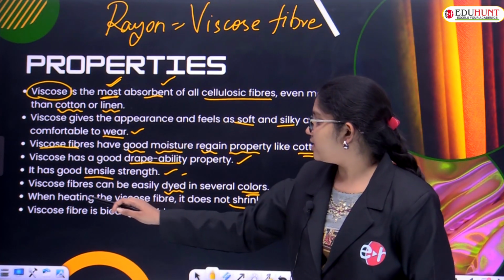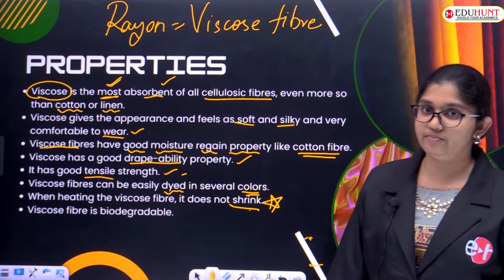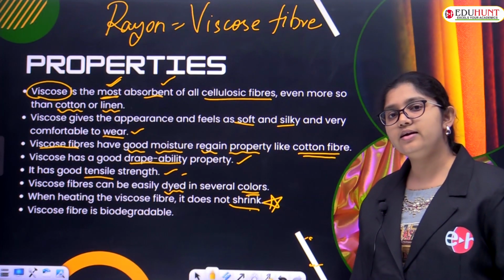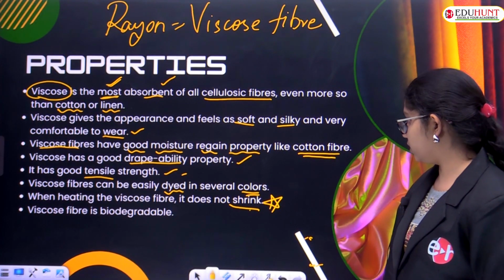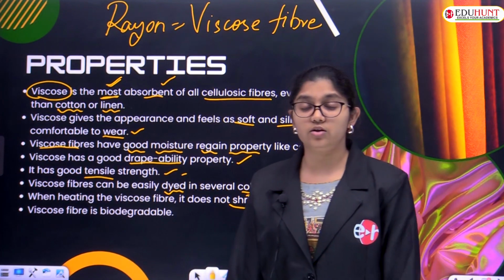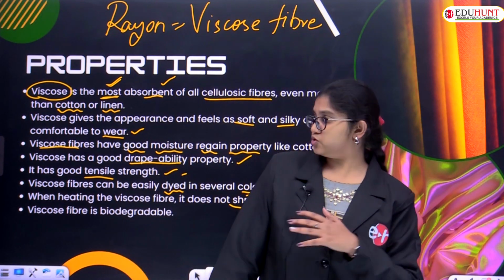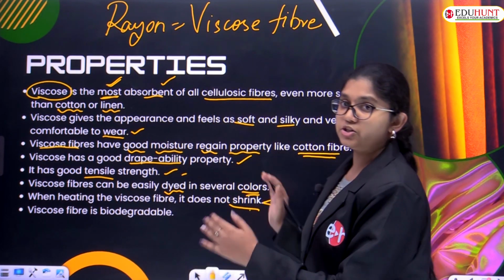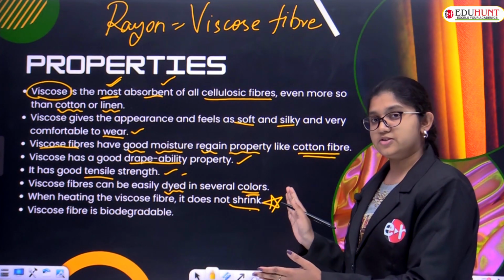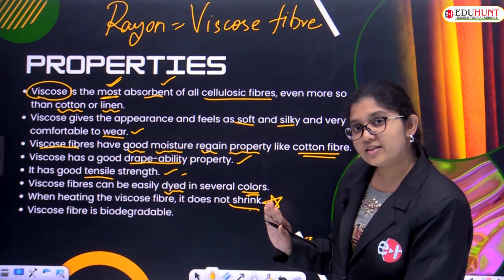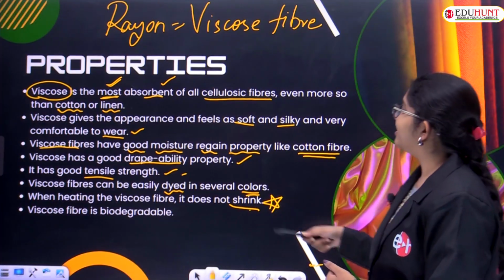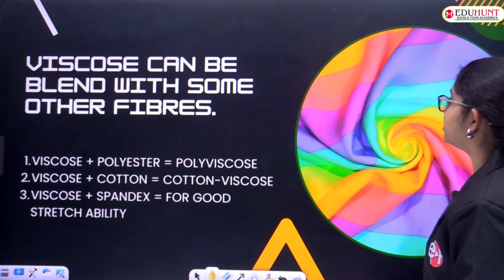Next, viscose fiber is biodegradable, meaning it can easily degrade in the soil. These are all the good properties of rayon. That's why rayon is used in place of cotton or linen, as it has good properties compared with natural fibers. Now, properties done, and what is next?